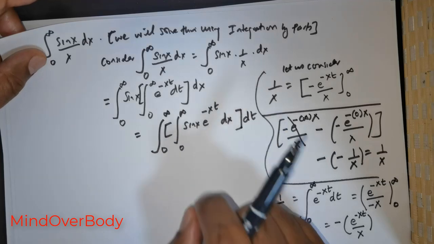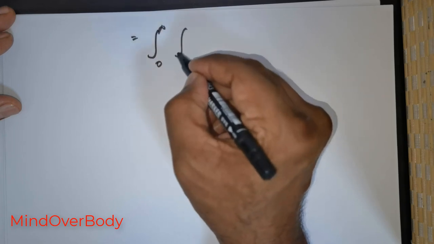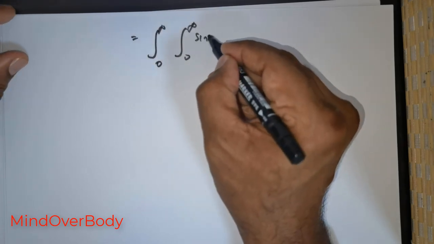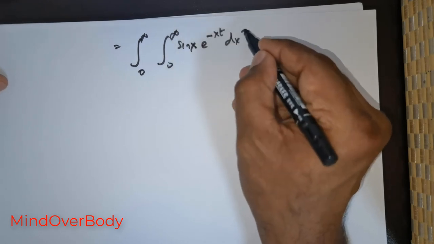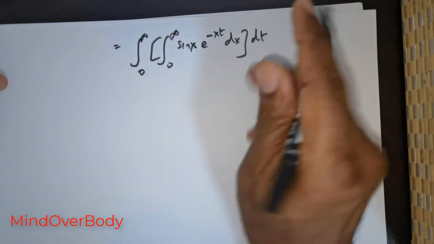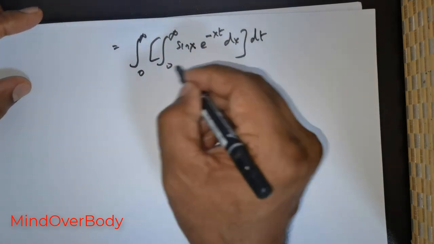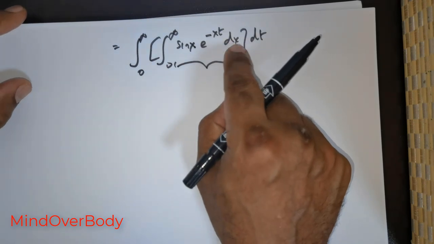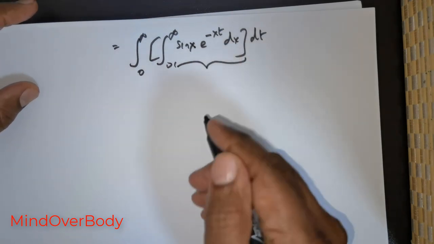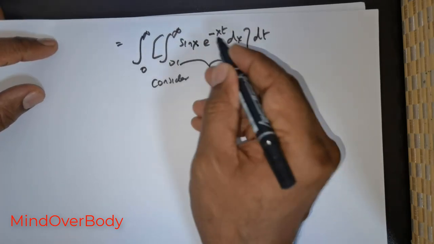Now I would have to integrate this. So we have got the integral from 0 to infinity, the integral from 0 to infinity of sin x e raised to the power of negative x times t dx, times the dt. This is what we have got. Now I'm going to integrate this quantity first. This is a function of x and this is a function of t, so t is a constant here. I have that in mind, so I will take this quantity first.